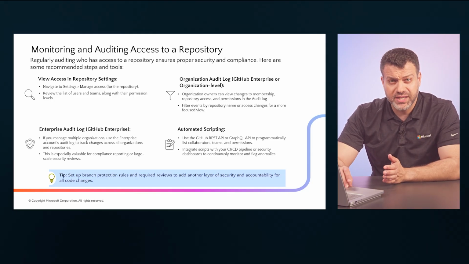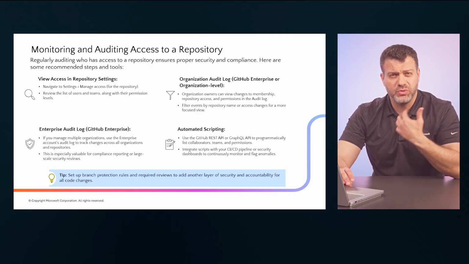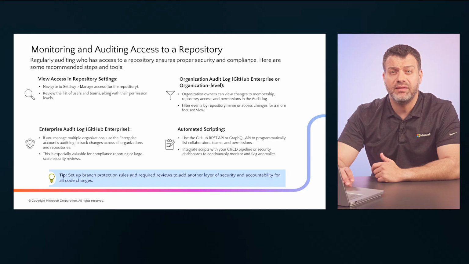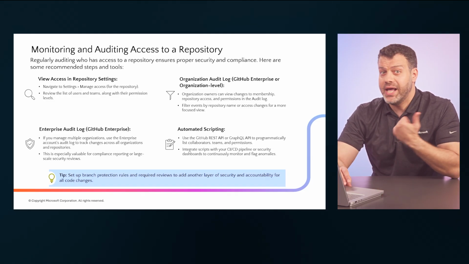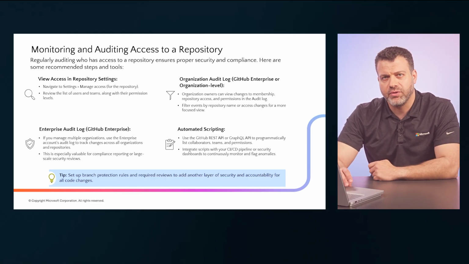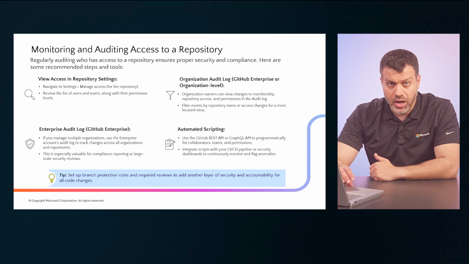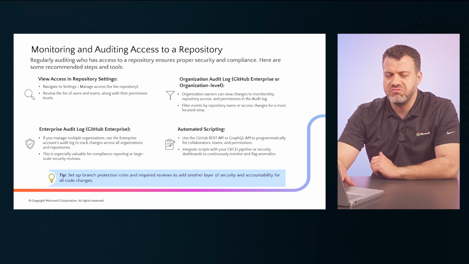For larger organizations, I can enable automation using APIs, where I can continuously monitor access and detect anomalies. Finally, adding controls like branch protection and required reviewers helps enforce accountability for all changes. So regularly audit and monitor. Ensure that the right people have the right access and nothing more.